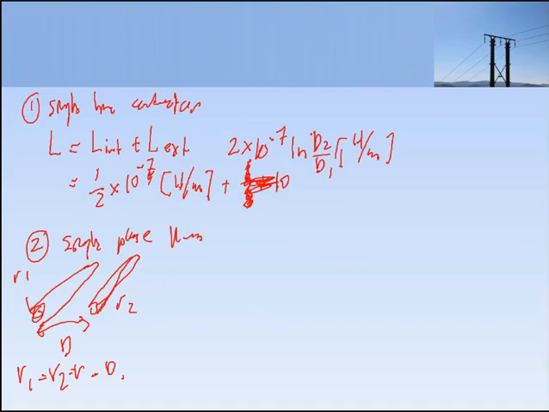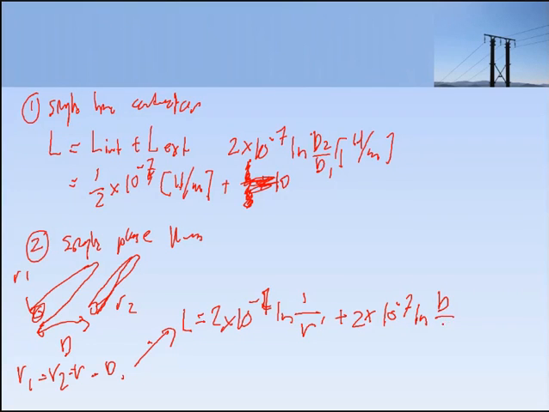So in the end, yang last kali tu kita dapat L equal to 2 10 to minus 7 ln 1 over R prime, okay, R prime plus 2 10 to minus 7 ln D over 1. Okay. But in the end dia dapat 0.2 ln D over R prime. Okay. Ini dalam unit milli Henry over kilometer.